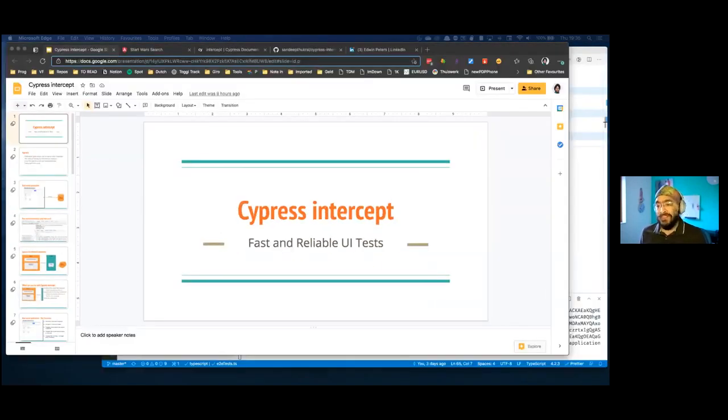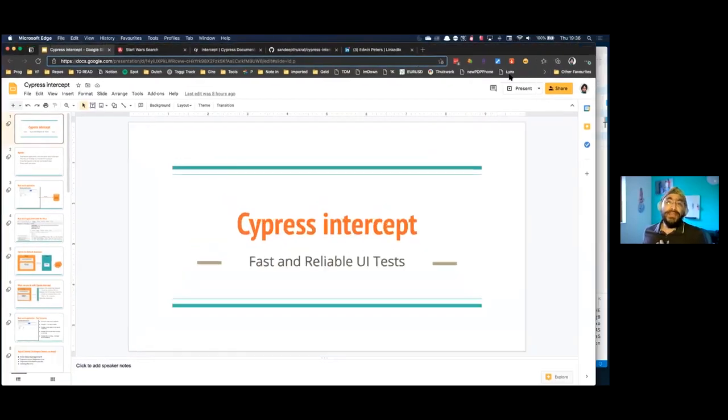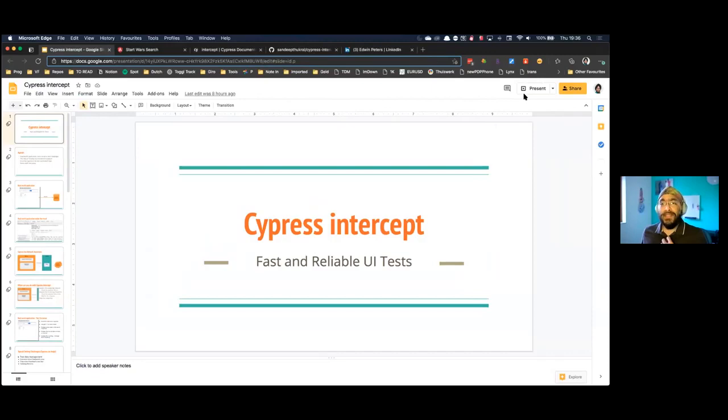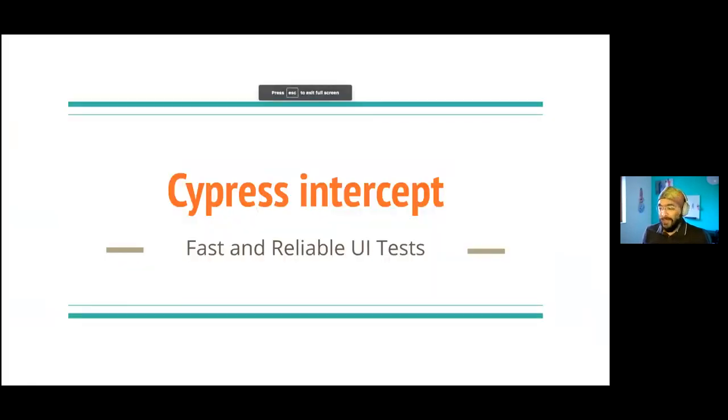So because of this, we need a tool which can mock the backend, and mock it in a very flexible way. And that's where Cypress comes into the picture. That is what the Cypress Intercept command does. And so I'll take you on this journey with me on what the Cypress Intercept command is, and how it can help you write fast and reliable UI tests.